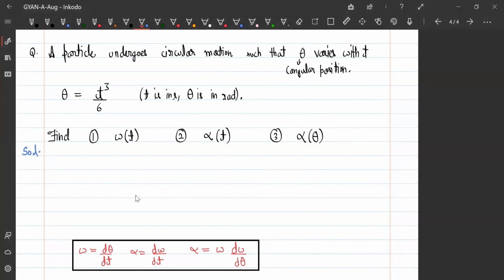Aditi, can you tell me the answer? Sir, I'm still doing it. Okay. First वाला हो गया?